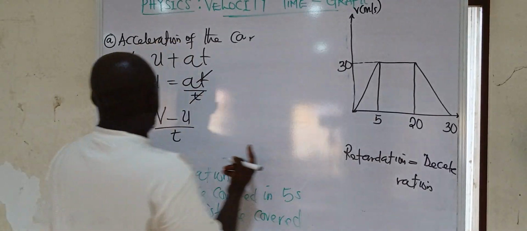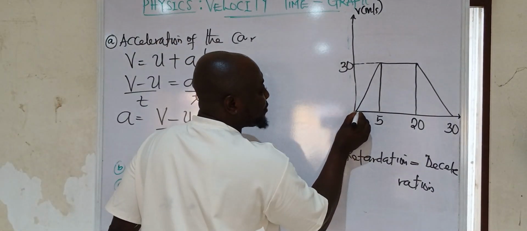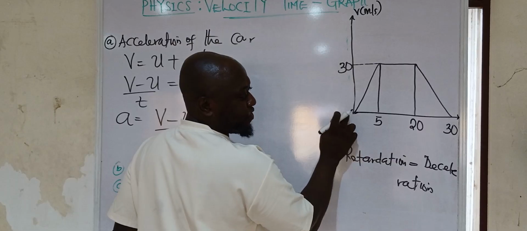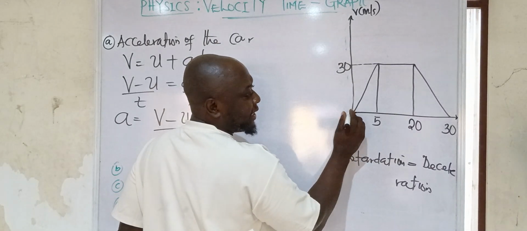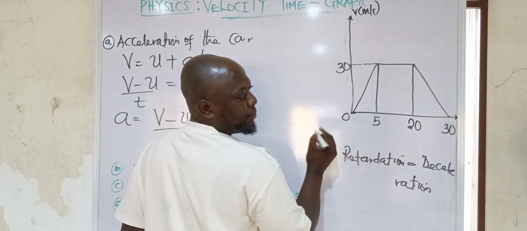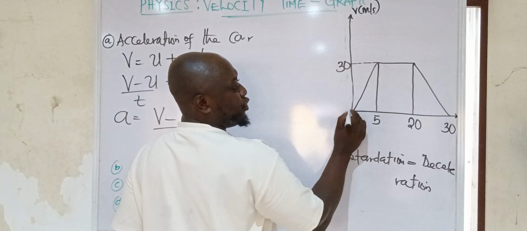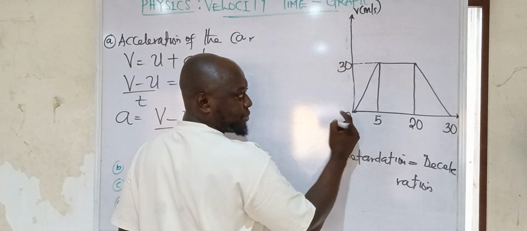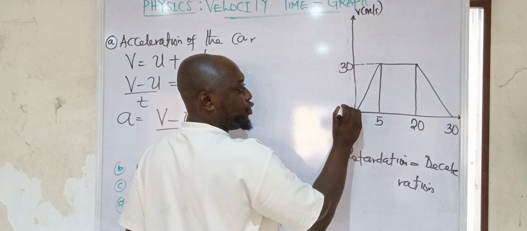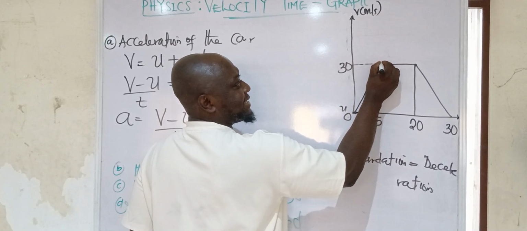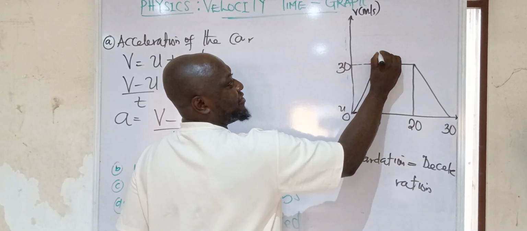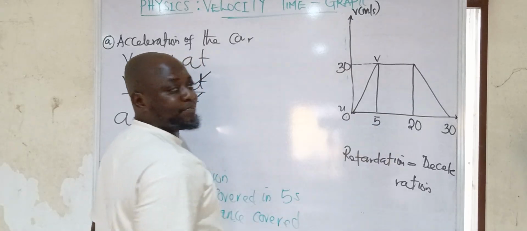Now note that at this point of origin, that is this point of rest, the velocity is 0 before the car now accelerates upward. So here is my U, the part where the car was before it started accelerating. As it accelerates here, they said with a velocity of 30, this is my V. And then with this time.